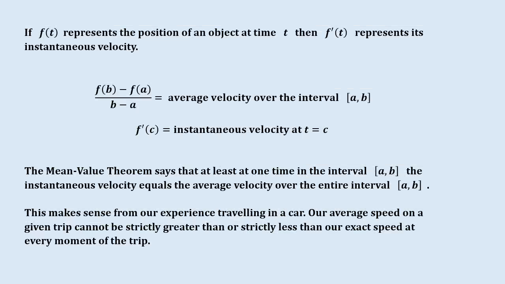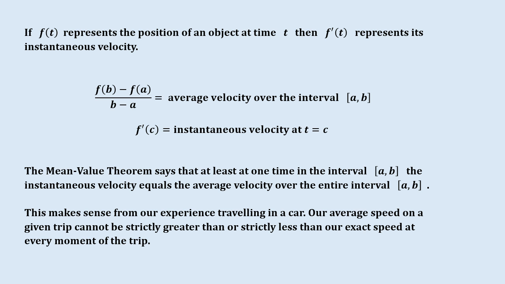Here's one nice application of the mean value theorem. If f of t represents the position of an object at time t, then its first derivative represents the instantaneous velocity. We know that the average velocity is given by f of b minus f of a over b minus a. The derivative again gives the instantaneous velocity at c. So the mean value theorem says that these two quantities are equal to one another for some c between a and b. Now what does that mean?